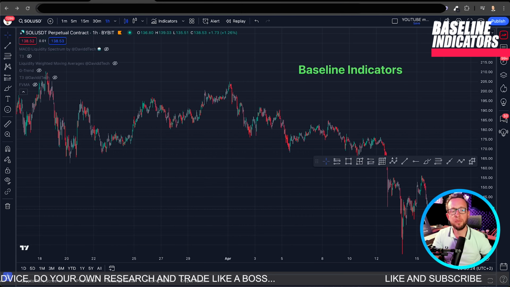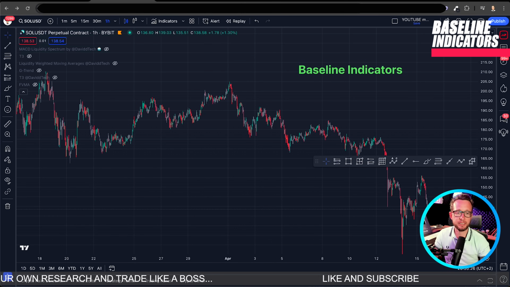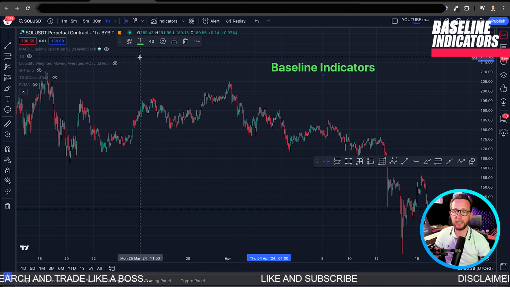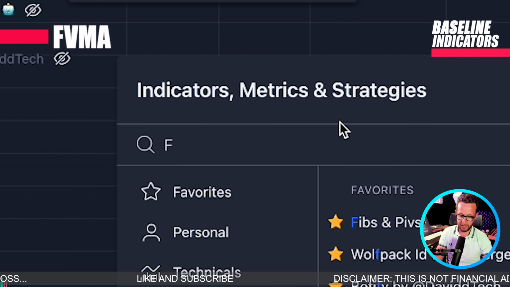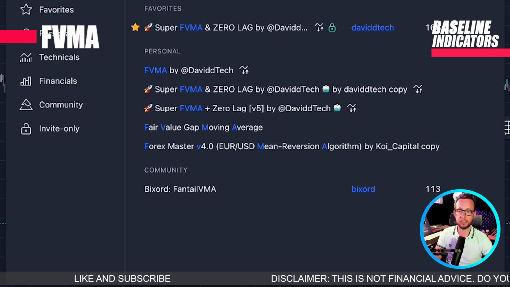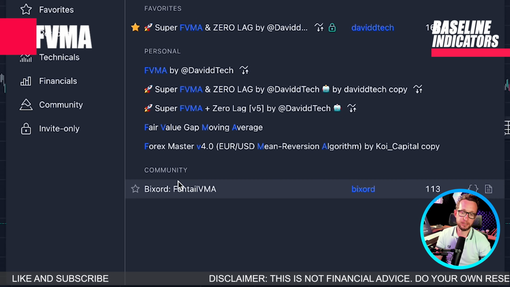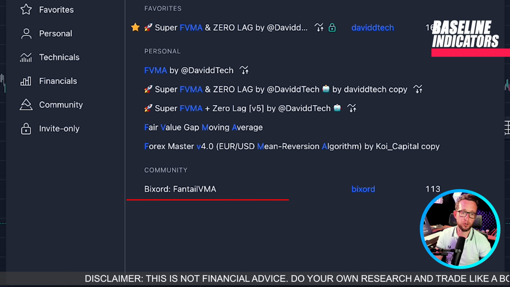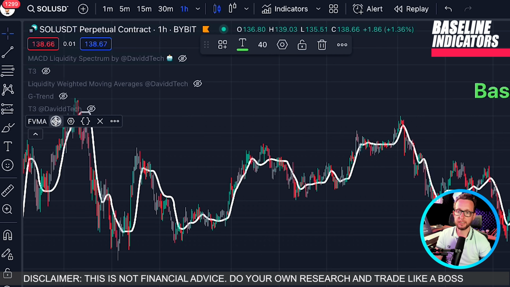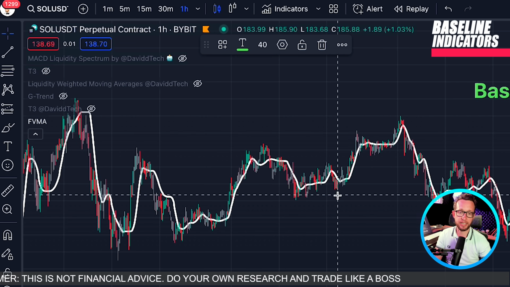Right, here we are on my charts. We're going to start with the baseline, as I said a second ago. Right, first thing we're going to do is add our first indicator. It's going to be the FVMA. So we've got to remember the baseline are going to give us our trend direction. So the first one is going to be this one here. The Fantail VMA volume moving average is going to add this indicator here, just like this.